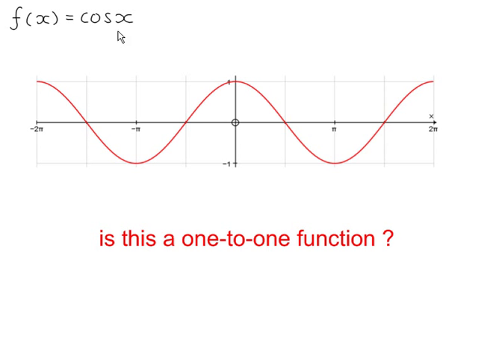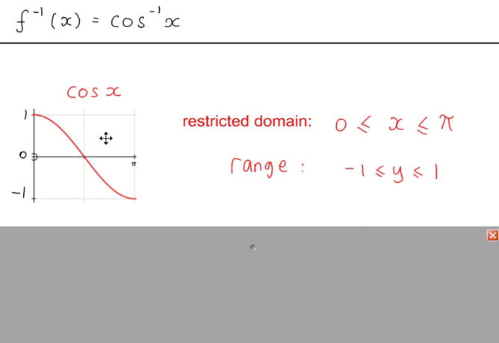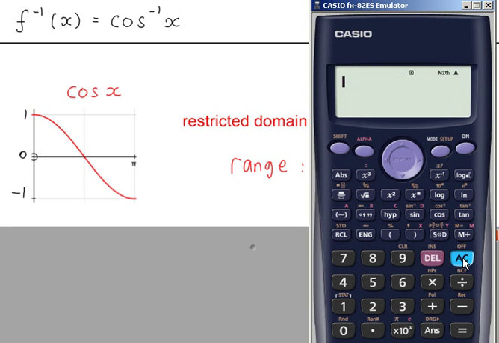This is the cosine function. Clearly it would not pass the horizontal line test. There are multiple points of intersection. So it does not have an inverse function unless we restrict its domain. So now the domain is restricted between 0 and pi radians. So this has an inverse, and that inverse is this on the calculator.